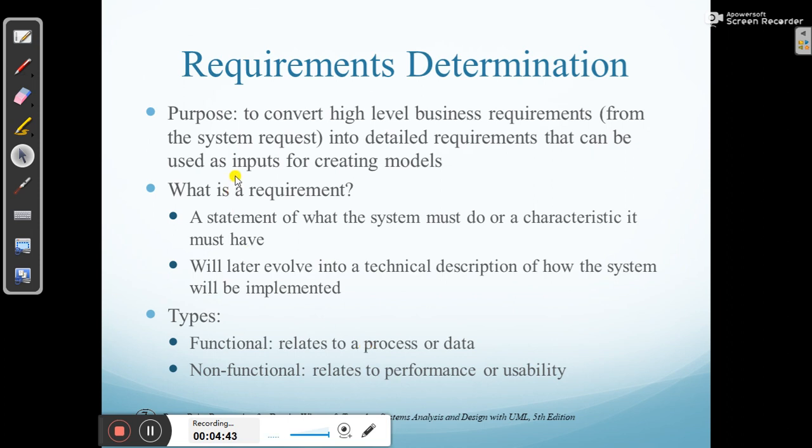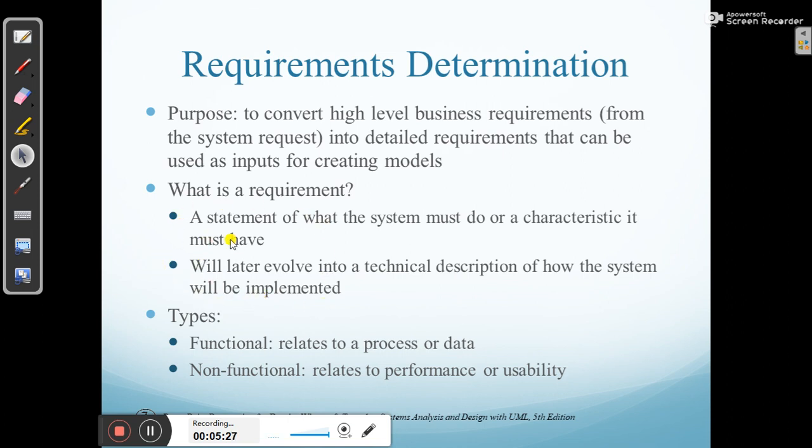So what is the purpose of finding out the requirements? To convert high level business requirements into detailed requirements that can be used as inputs for creating models. Because using this requirement analysis, we can design the models, and that can be very useful input during the creation of the models. Now, what is a requirement? A statement of what the system must do or a characteristic it must have, which will later evolve into a technical description of how the system will implement it.